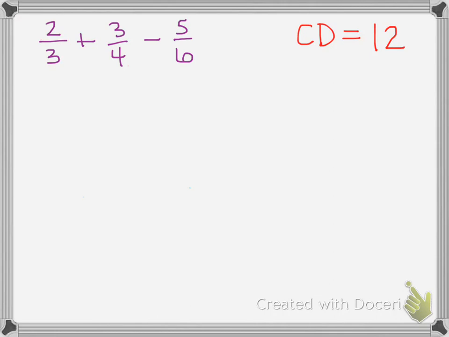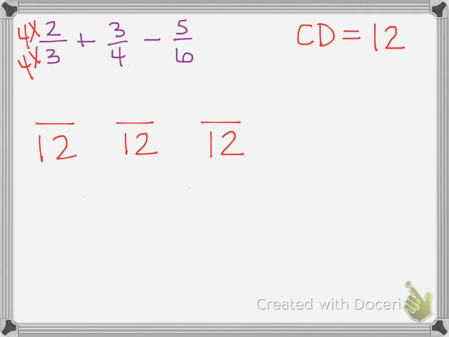So here I have to fix every single fraction. I have to multiply every fraction by a value in order to get 12 for all of my denominators. So for my first fraction, I have a denominator of 3. So what times 3 gives me 12? And that would be 4. So I'm going to multiply the top and the bottom by 4 here. So 4 times 3 gives me a denominator of 12. And then 4 times 2 gives me a numerator of 8. Bring my plus sign down.